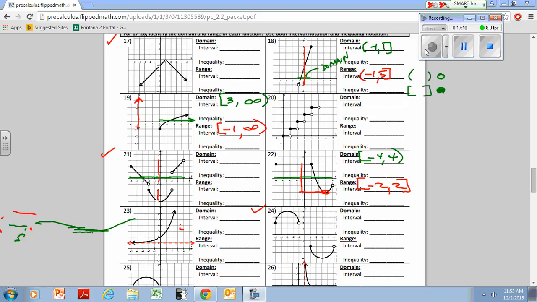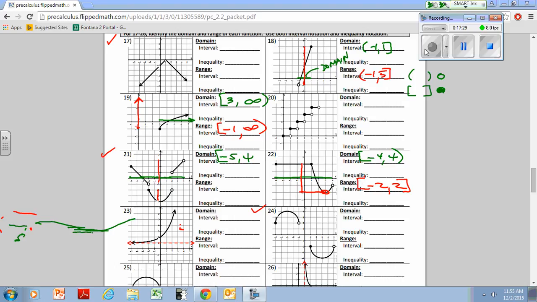Here we go. Let's do green first because he's easy. Negative 5 all the way to 4. That's no big deal. Negative 5 all the way to 4. No big deal. Let's see. Right here on the negative 4, he's closed in, so I get to do a square.